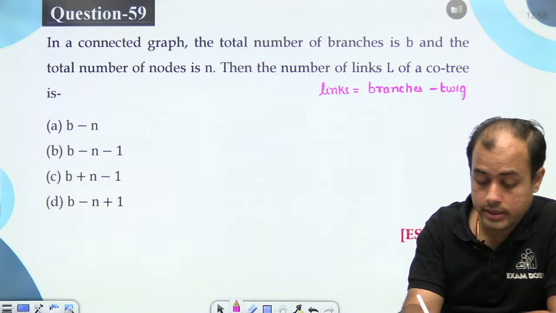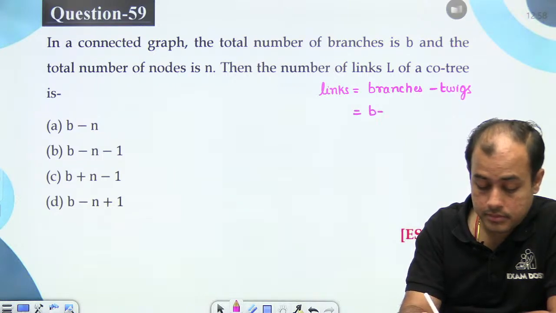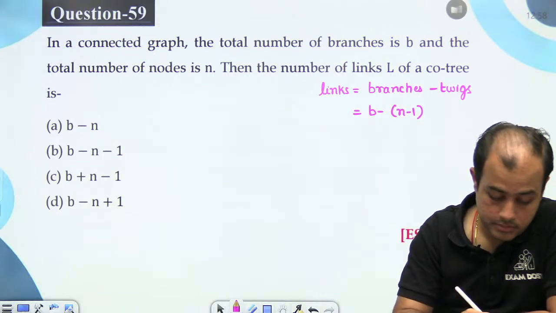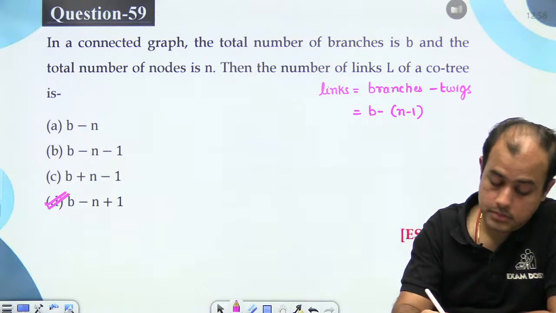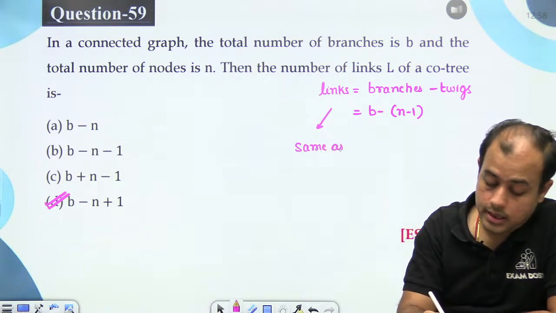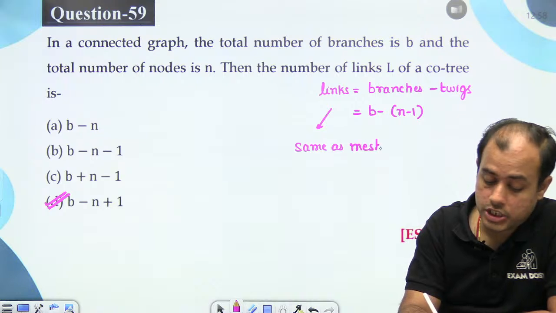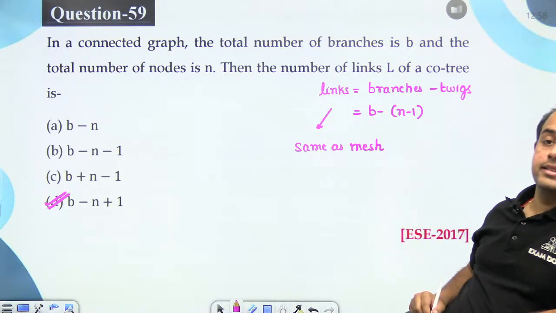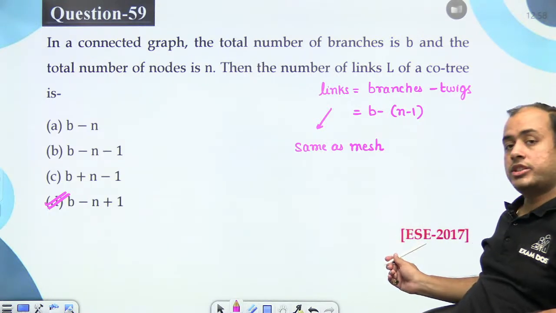Branches minus twigs. This is the same as mesh. Every link creates one mesh. Every link is responsible for creating one mesh.